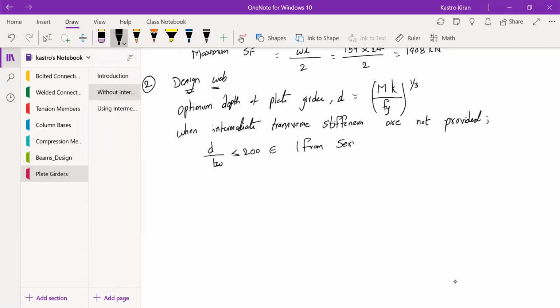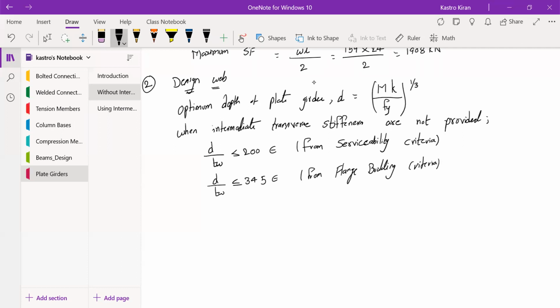So from serviceability criteria, you also have one more criterion, that is d by tw must be less than or equal to 345 epsilon, and this is for the flange buckling criteria, or the compression flange buckling criteria, anything is same.